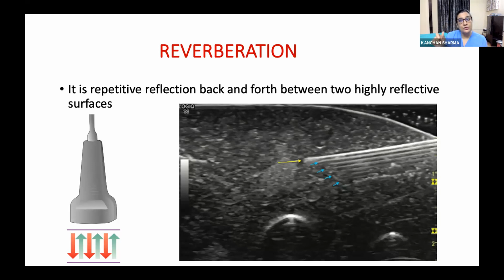What you can do is measure the depth and reduce the time gain compensation. So you will be reducing the echoes which are going back to the transducer, and all these white lines will go off. The second thing you can do is change the angle a little bit. But the best is to use this time gain compensation. This really helps. So that is the reverberation artifact.